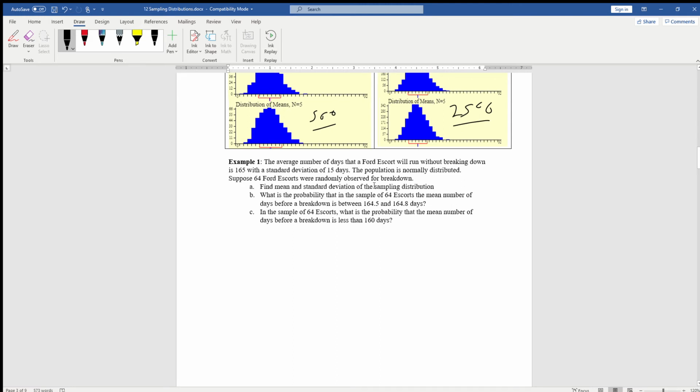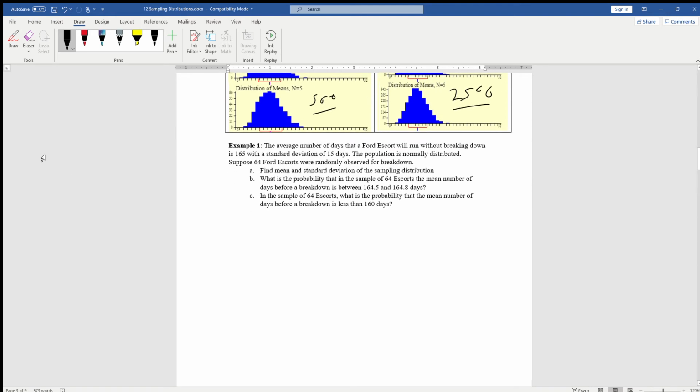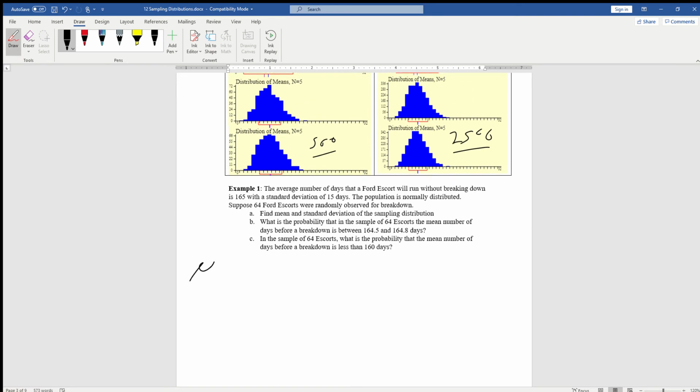All right. Before we even start the problem, let's recall our formulas. So we have our first formula, mu sub x bar is equal to mu. We have sigma x bar is equal to sigma over square root of n. And then the other formula that we have is z equals x minus mu sub x bar divided by sigma x bar. And we're just going to utilize those formulas.